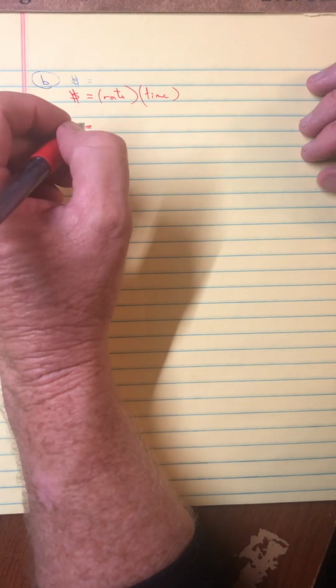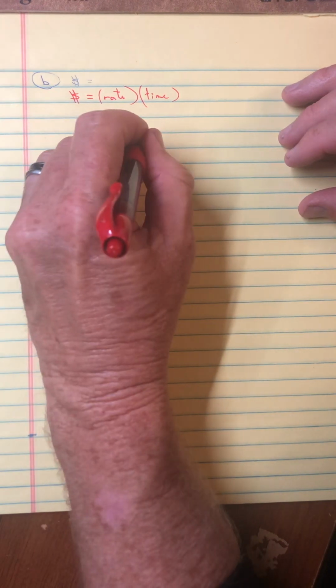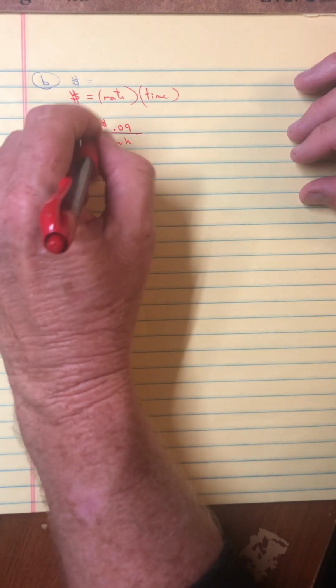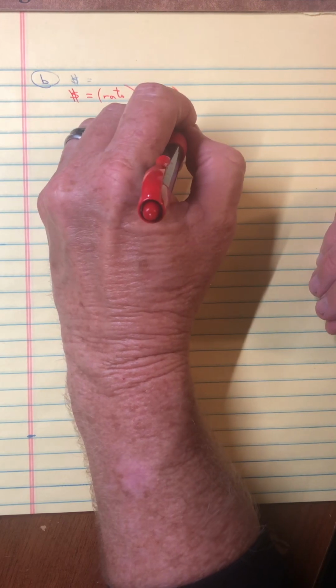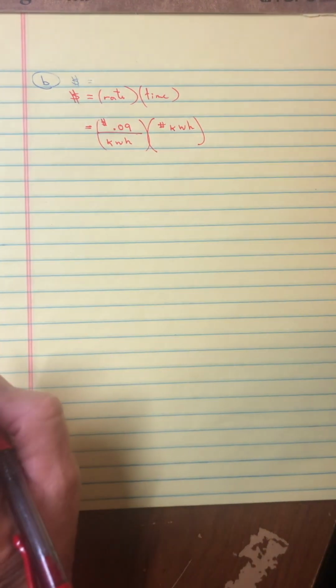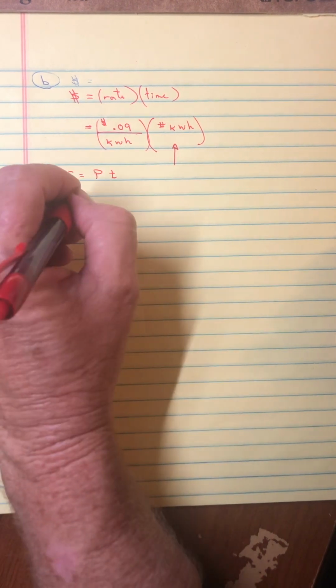Same thing here. My rate is what they are saying, but it's not a rate of time, it's a rate per kilowatt hour. It's saying $0.09, or 9 cents, per kilowatt hour. So I need to multiply it by the number of kilowatt hours. So there is our energy. And energy is power multiplied by time.